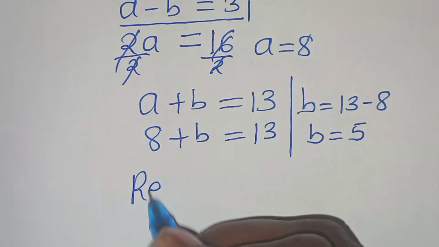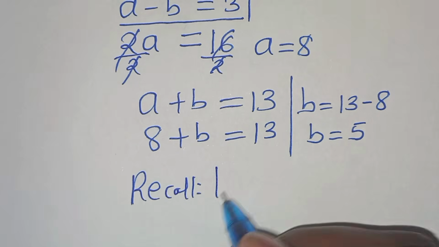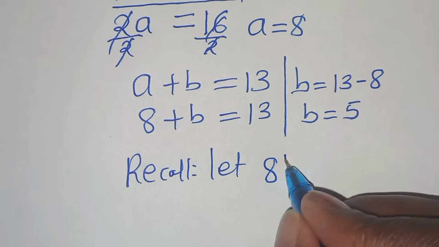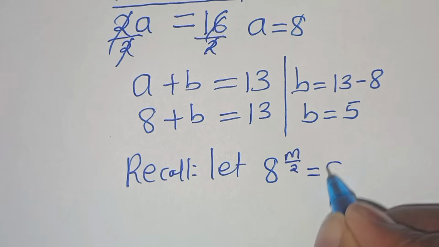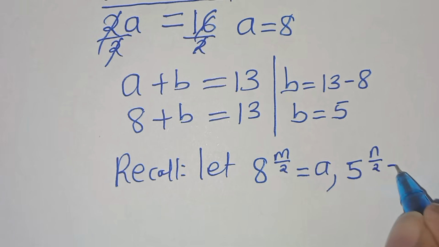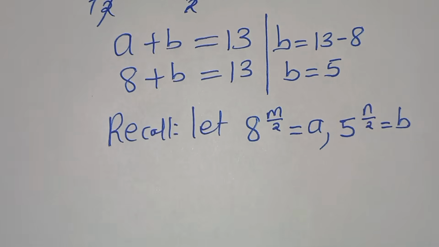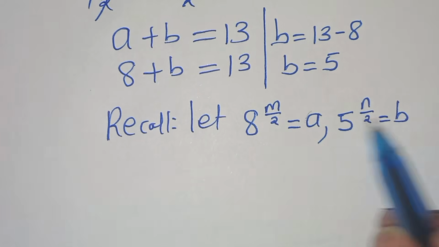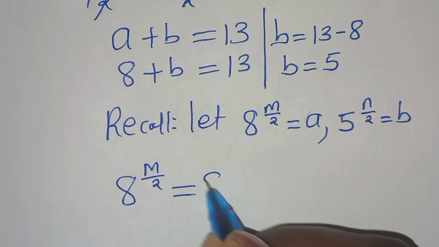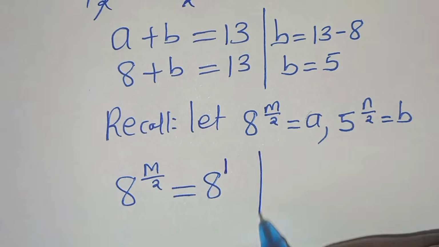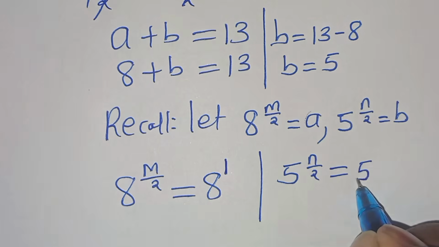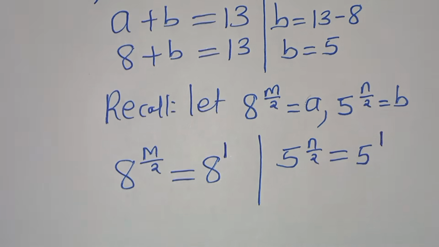And again, if you recall, we are saying that let 8 to the power of m over 2 be equal to a, and 5 raised to the power of n over 2 be equal to b. Now, let's substitute a and b here. So we have 8 to the power of m over 2, this is equal to 8, which is 8 raised to the power of 1. And we have 5 to the power of n over 2, this is equal to b, which is 5, and 5 is raised to the power of 1.